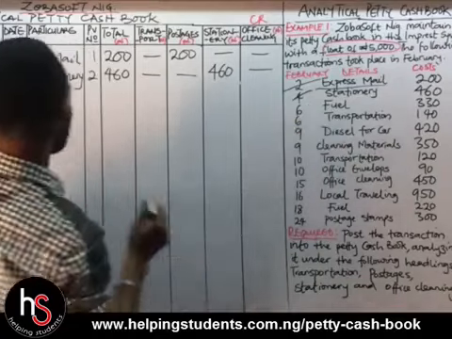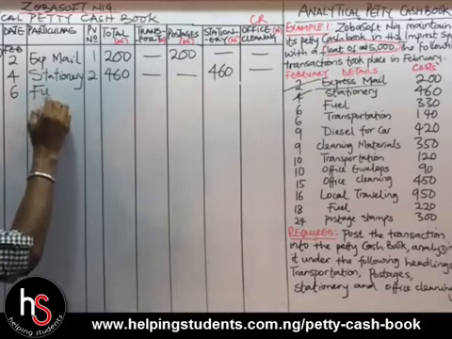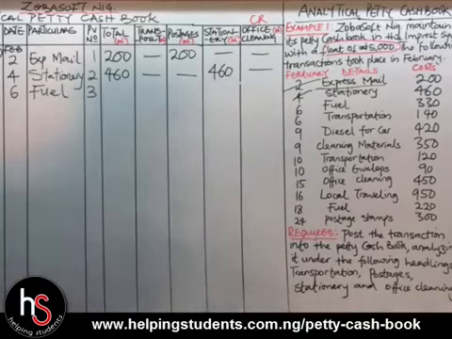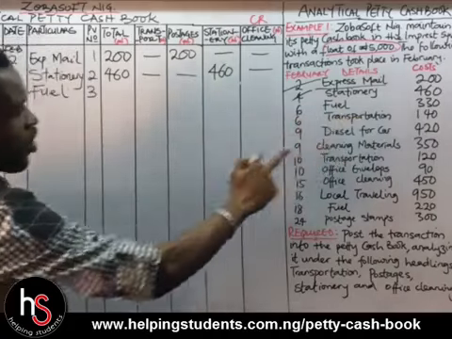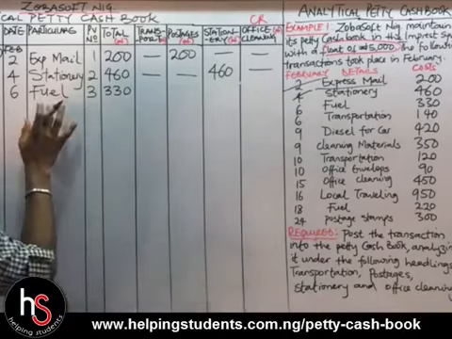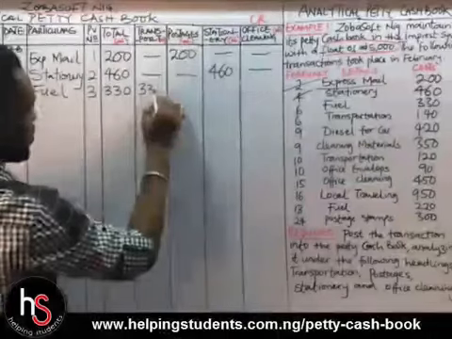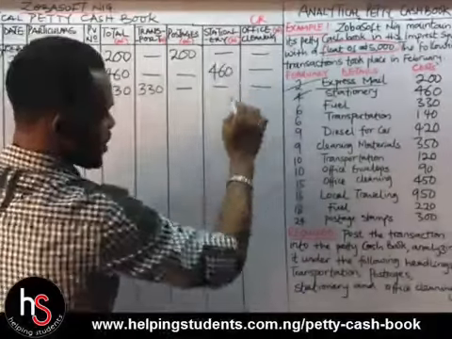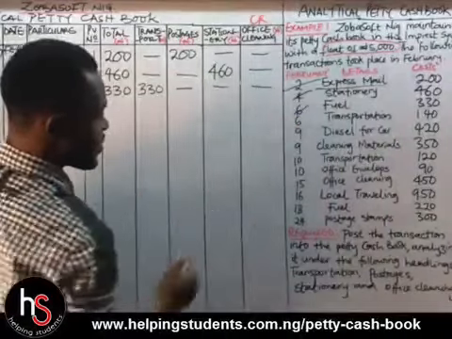So the third one is fuel. We have what? On the 6th of February. So we have 6th and we have fuel. PV number will be 3 because it is the third transaction we are recording under the credit side. So how much is it for fuel? 330. So total we have 330. Okay? Fuel. Does fuel has anything to do with transportation? Yes. So we record 330 here. Under postages, no entry. Stationery, no entry. Office cleaning, no entry.